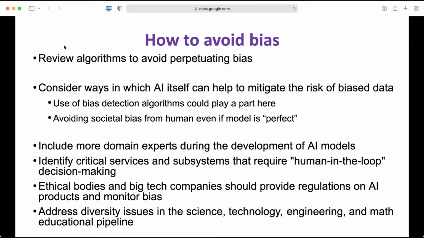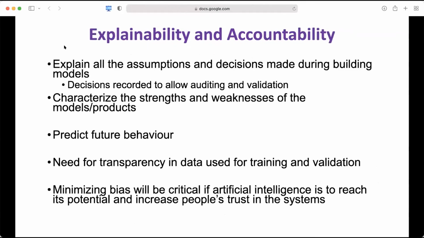And then as ethical bodies that are working around research around AI and big tech companies, it's now the onus of these to develop regulations that will definitely monitor and be very, very vigilant in identifying potential biases when they are reviewing proposals or grant applications that are incorporating AI. And then try as much as possible to have diversity in science and technology and the education pipeline when you are developing these models.